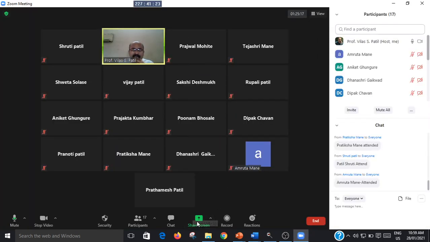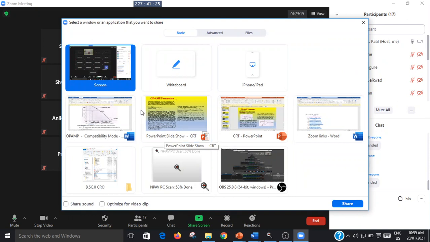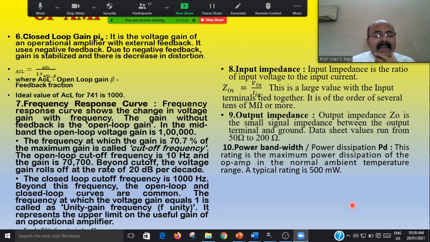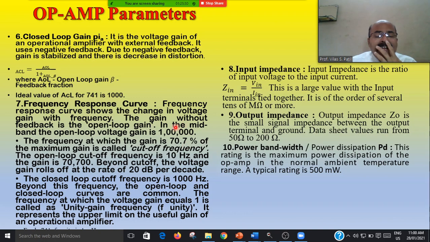मी शेअरिंग चेंज करतोय आणि पुन्हा पीपीटी मध्ये जातोय, आणि पीपीटी मध्ये आपले पॅरामीटर्स 8 पॅरामीटर होता, 8 पॅरामीटर मध्ये आलो. इथे 1 लाख हा ओपन लूप गेन आहे, आणि याचा स्क्वेअर रूट मीन जो आहे तो आपल्याला 70.7% ला आलेला आहे, तो 10 हर्ट्ज आलेला आहे. आणि लास्टला युनिटी गेन फ्रिक्वेन्सी एफ युनिटी जी आहे ती आपल्याला 1 मेगा हर्ट्ज आलेली आहे.